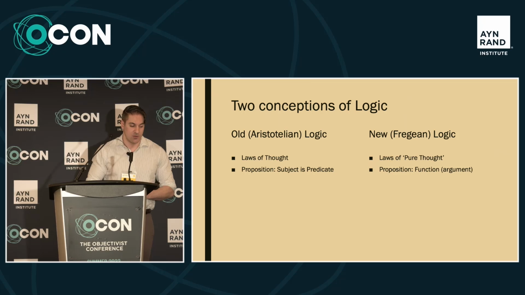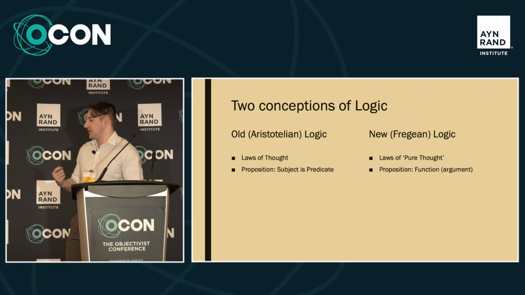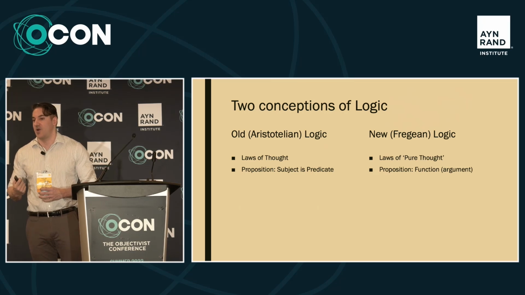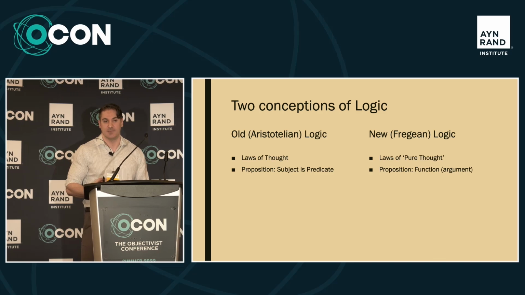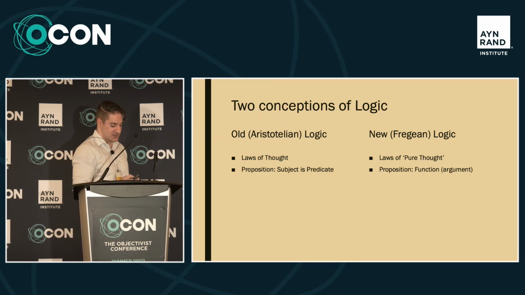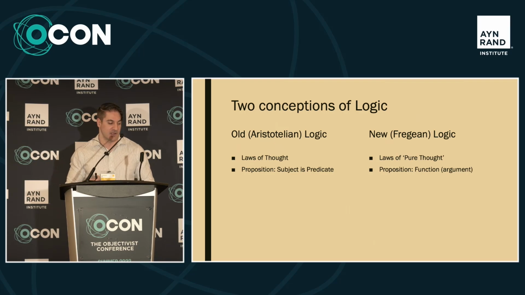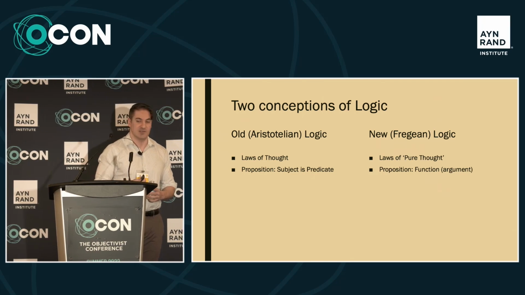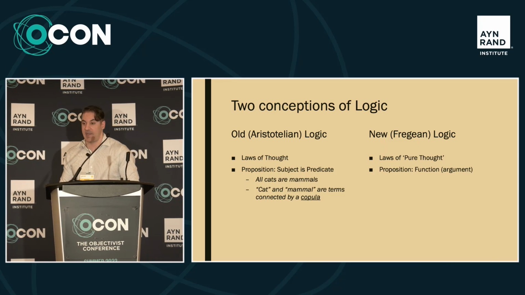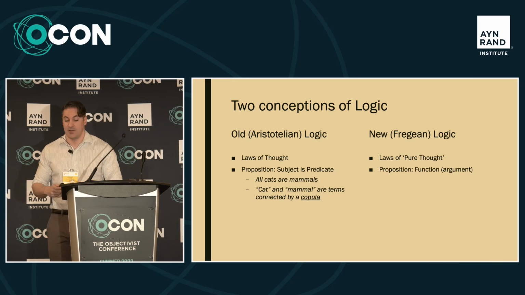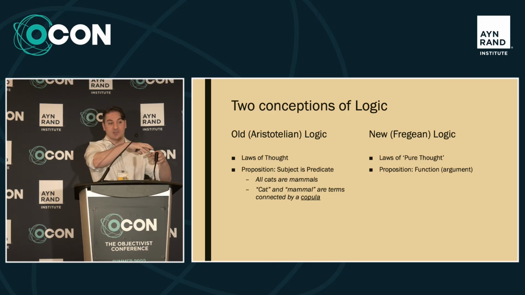The old conception of logic operated on a distinctive understanding of what is a proposition and what's its logical structure that the new logic differs in. So the old logic, the logic of Aristotle, the logic you might have learned in Leonard Peikoff's logic class, thinks of proposition as having subject-predicate form. All cats are mammals. The subject is all cats. The predicate is mammals. There's one concept being applied to a whole class or the class in part.